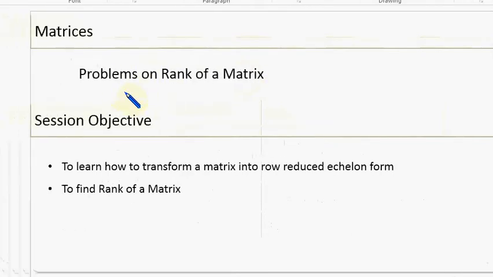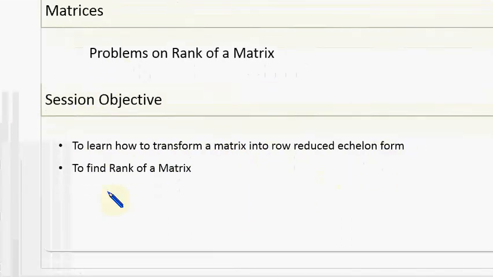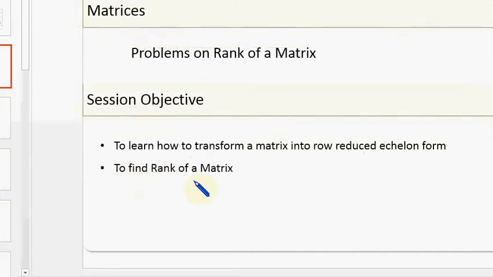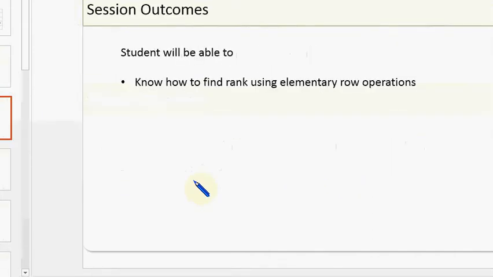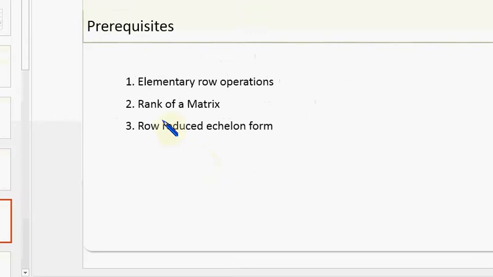The session outcome is to learn how to transform a matrix into row reduced echelon form, and to find the rank of a matrix by using elementary row operations. Recap: the definitions and types of matrix, examples, properties, elementary row operations, and rank of matrix. Prerequisites: elementary row operations, rank of matrix, row reduced echelon form.